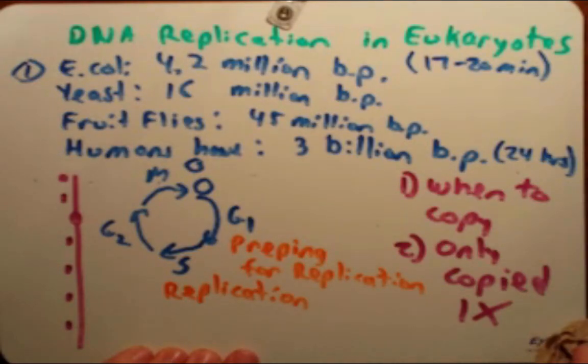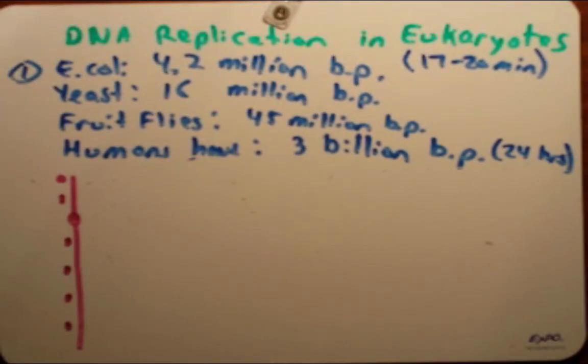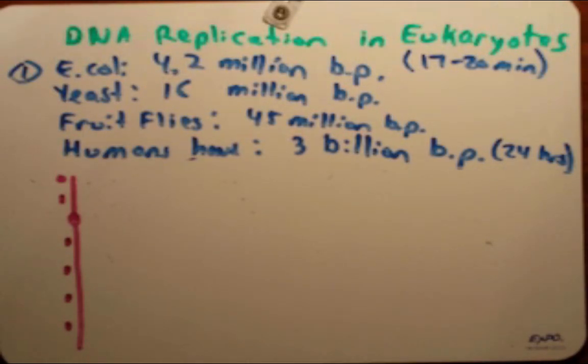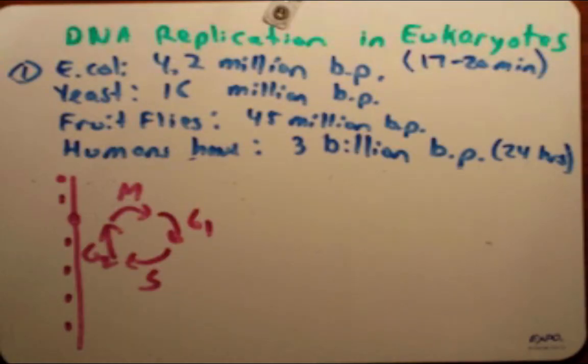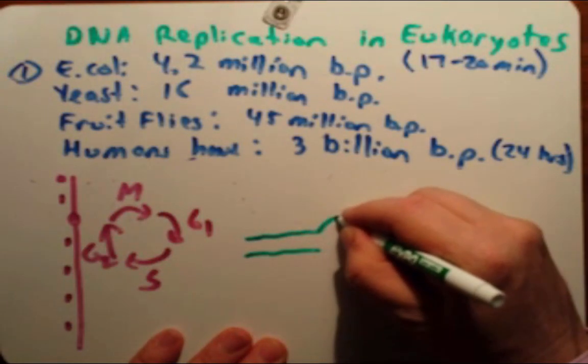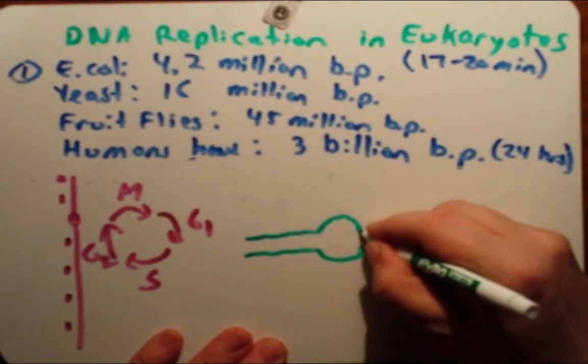So I'm going to erase this just so I can draw the solution to this problem. Oh, you know what? Actually, I should have kept the cell cycle there. I'm going to redraw that. Next, I want to draw a part of the chromosome, and I want to just show maybe 2 replication bubbles here.